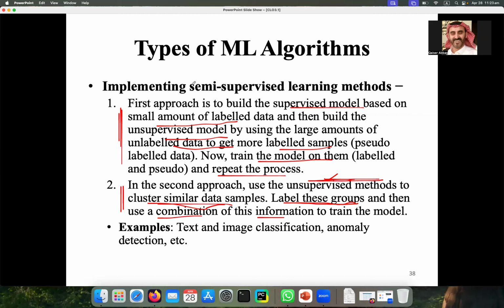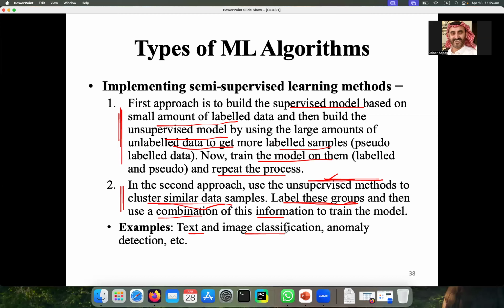So through these semi-supervised learning methods, these are some examples here. You can do text classification or image classification. For example, you have images of animals and your model is classifying different animals into categories. For example, you have pictures of different species, a mixture: cows, goats, or maybe spiders, maybe snakes.